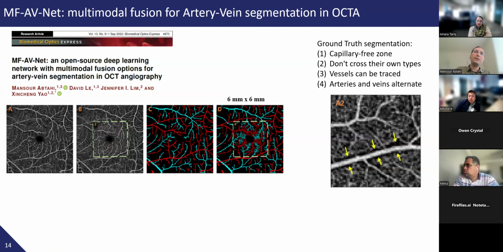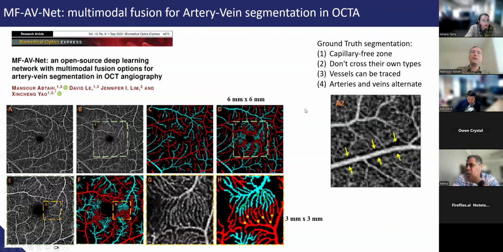We need arteries to supply the nutrients and oxygen and veins to drain the waste products and the carbon dioxide. They are mostly alternating in different locations. For example, this is an artery, this is a vein, this is an artery, this is a vein, and this pattern can be seen in this image.